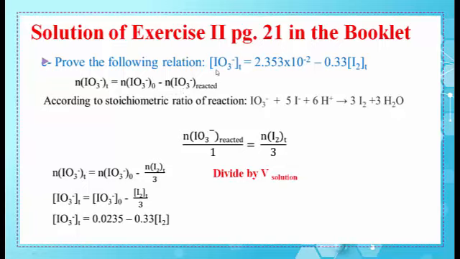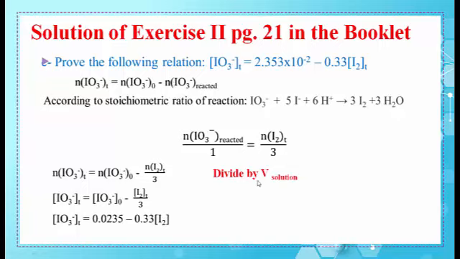This is the reactant IO3 minus, so we can write this relation. Now, according to the stoichiometric ratio of this reaction, we say that the number of moles of IO3 minus reacted over its coefficient 1 is equal to the number of moles of I2 formed over 3. Now, we can say that the number of moles of IO3 minus at any instant t is equal to the number of moles of IO3 minus initial minus, instead of the number of moles of IO3 minus reacted, we write the number of moles of I2 over 3.